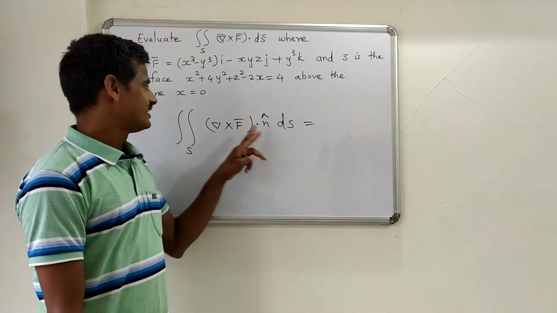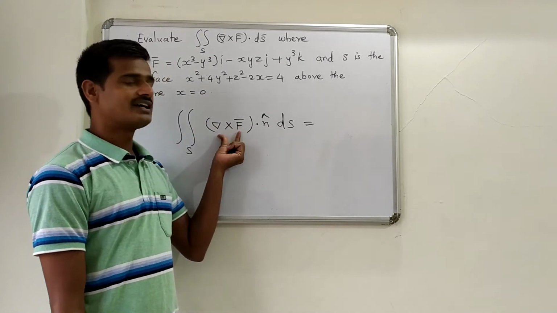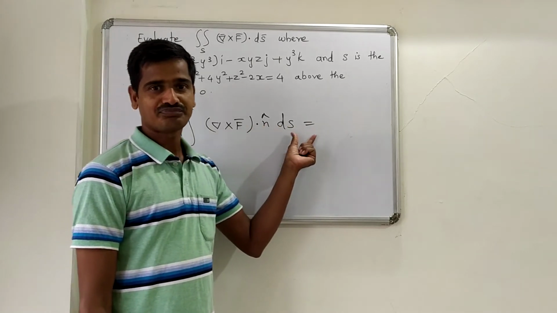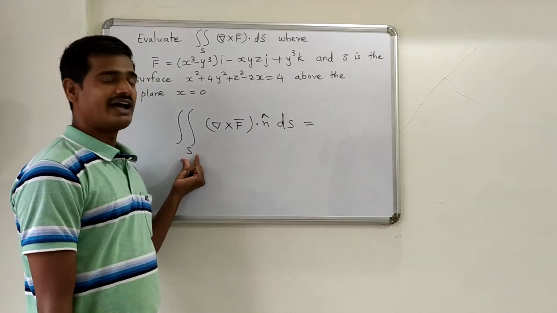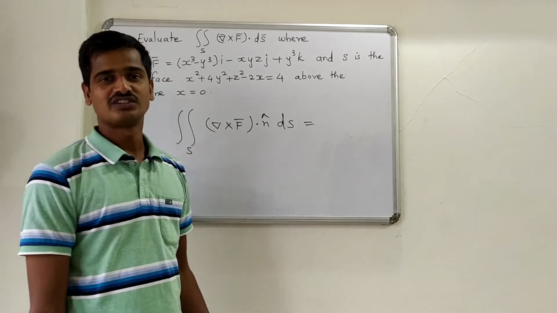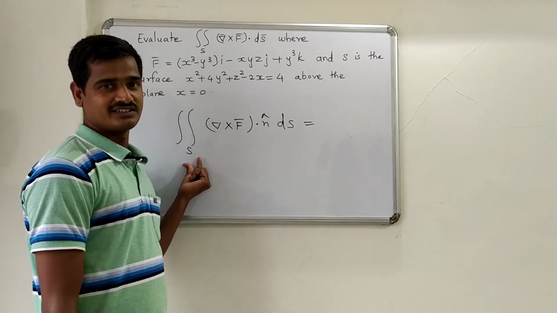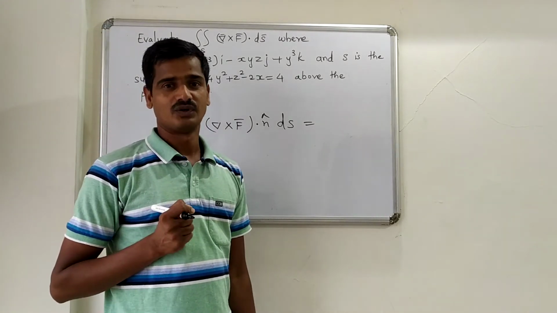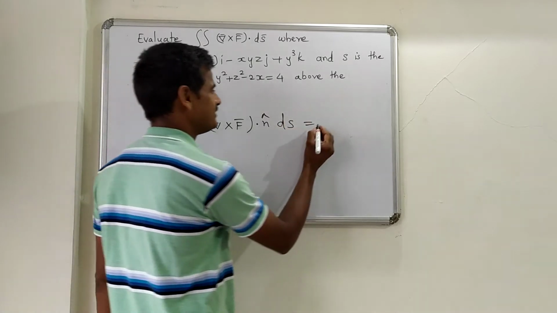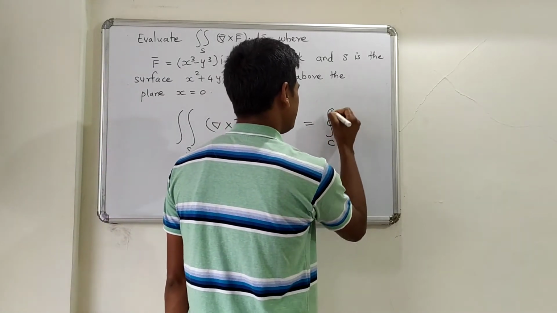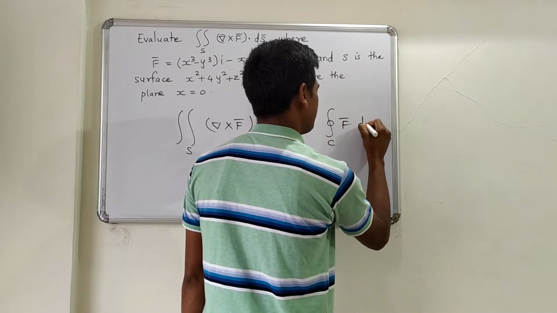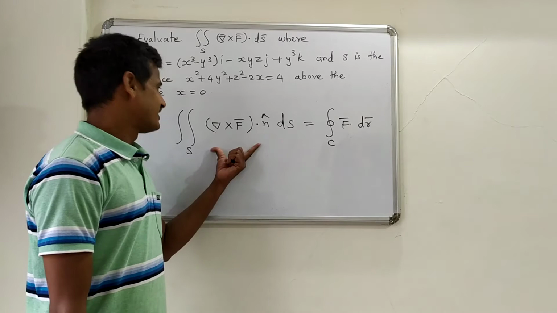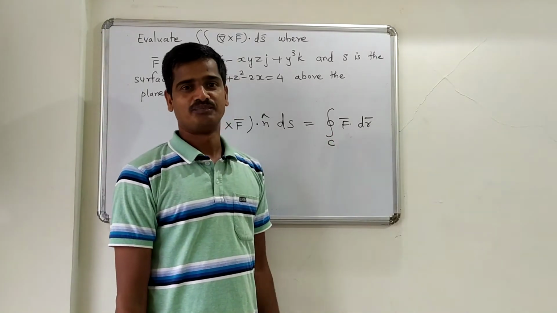So the surface integral of the normal component of the curl of a vector point function f bar taken over an open surface S. In Stokes theorem we need an open surface, and this open surface is bounded by a closed curve. So the value of this surface integral is equal to the line integral over the closed curve C of f bar dot dr bar. This is the statement of Stokes theorem. Surface integral is equal to line integral.